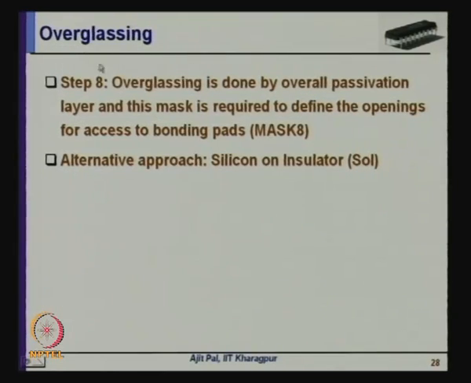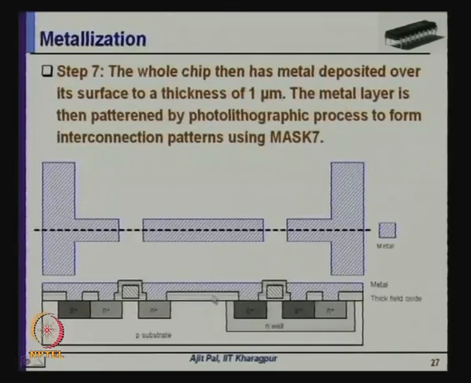Another step is also necessary, which is known as overglassing. So, overglassing is done by an overall passivation layer, and then this mask is required to define the openings for access to bonding pads. So, once the chip is created, you have to take interconnect connections to the outside world, then you have to form a package.